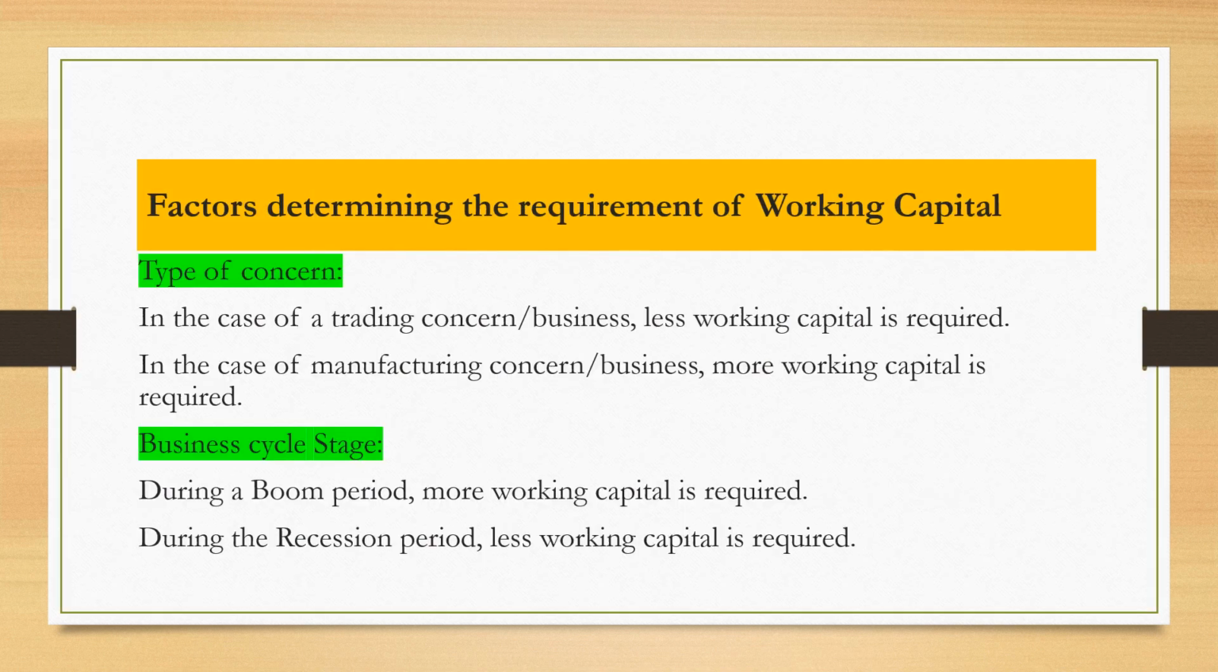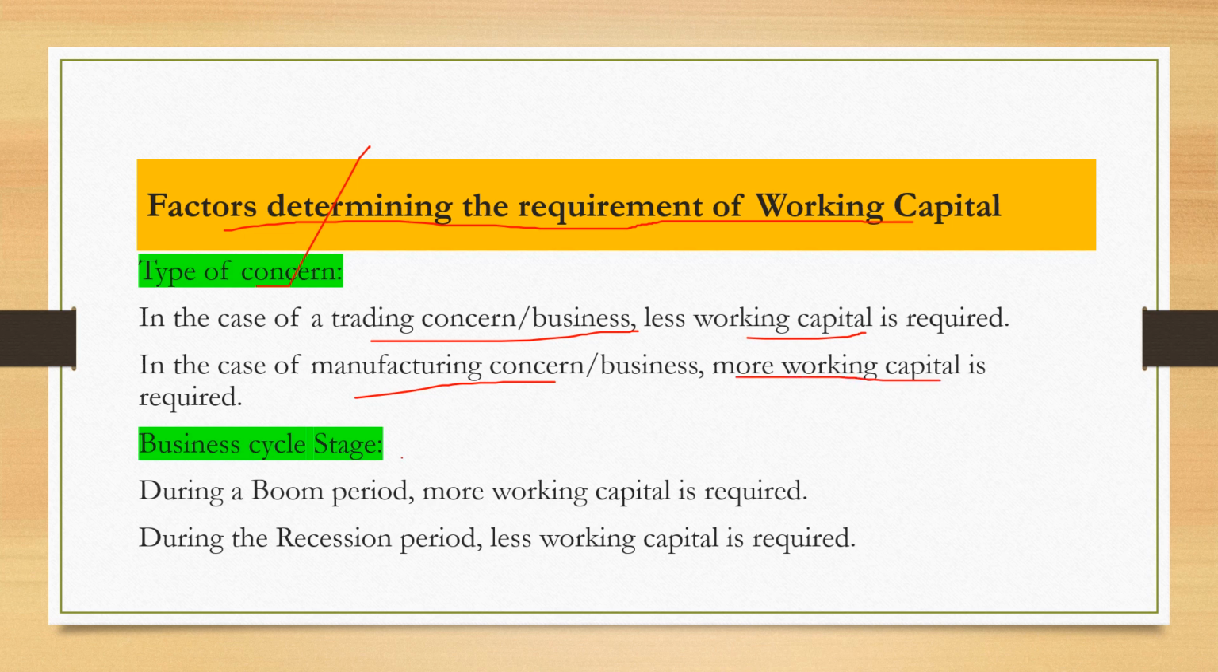Next, we'll discuss the factors determining the requirement of working capital. Types of concern. This is the first factor. In case of a trading concern or business, less working capital is required when compared to a manufacturing concern, because in a manufacturing concern there are more operations. In trading concerns there are fewer operations. Automatically it is understood that if there are fewer operations, less working capital is required. If there are more operations, more working capital is required.